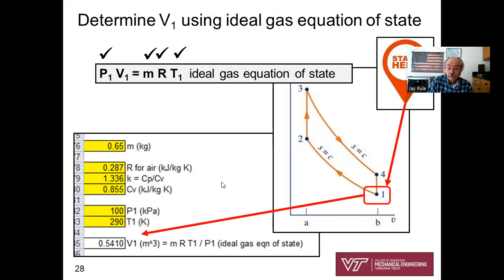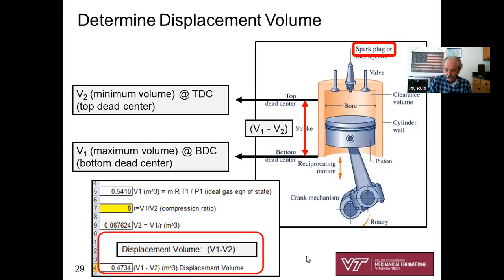PV equals MRT at state 1. The displacement volume is exactly the same result, because the compression ratio is 8, and we saw for V2, displacement volume is still V1 minus V2, exactly the same result.